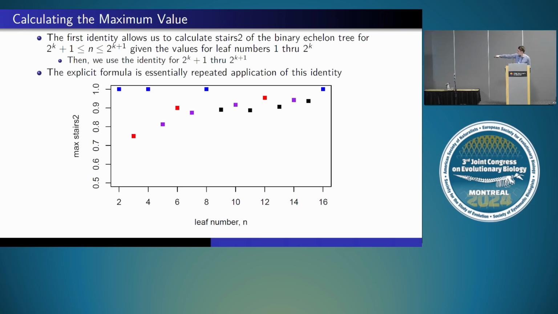So on the horizontal axis is just the leaf number, and then the maximum stairs 2 value over all of the trees for that leaf number. I've left out 1 because it's arguably not a binary tree, but if you read the paper, you will see that we've given it a conventional value of 0. It makes stuff work nice with the multiplying stuff out with the way we did the proof.